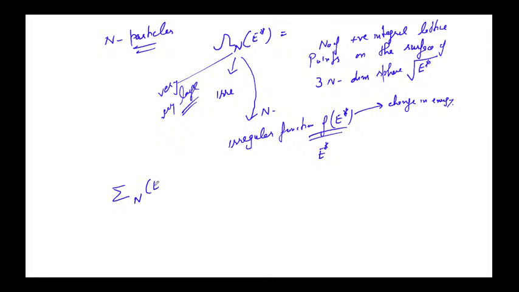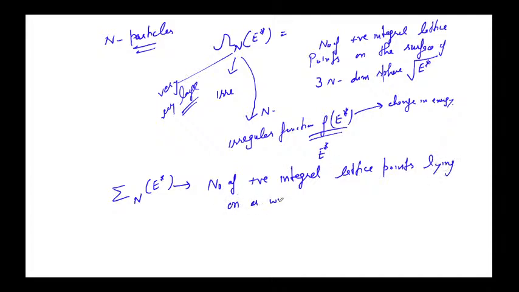To remove such irregularity, we consider another function, sigma n, which is also a function of energy. It is defined as the number of positive integral lattice points lying on or within the surface of a 3n dimensional sphere of radius square root of E star.